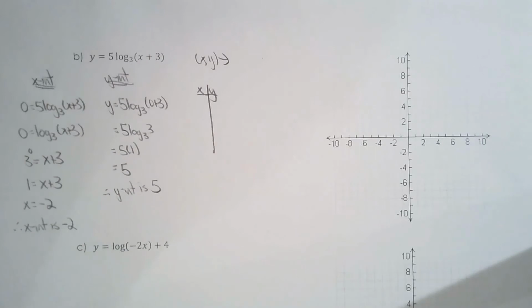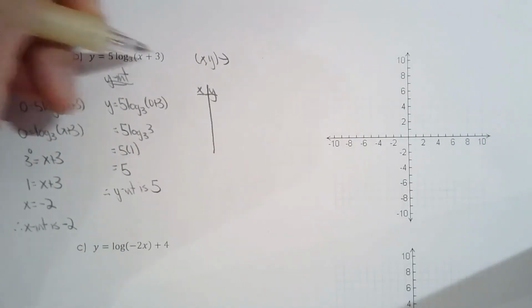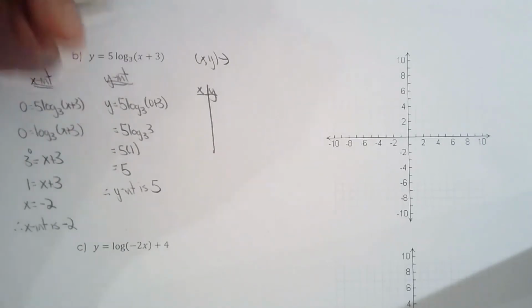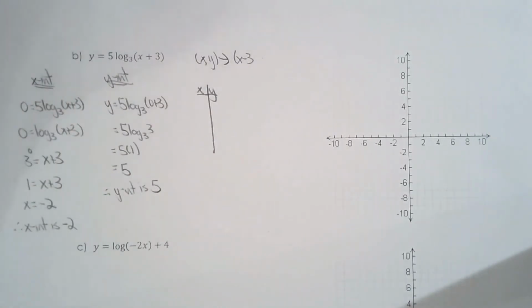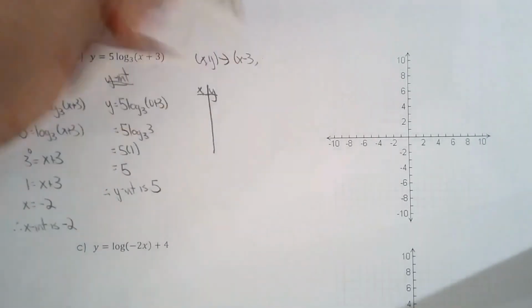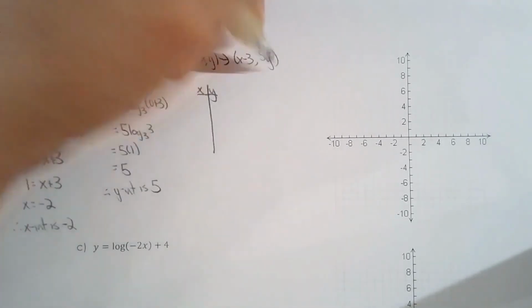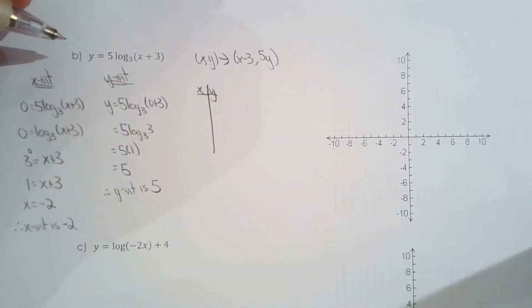Okay, so now I want to find the new points. Whoops, I forgot the mapping rule. So, what are the transformations here? Vertical stretch by a factor of 5, horizontal translation 3 to the left. So, I take my x value and subtract by 3 because I'm going 3 units to the left. And then I'm going to take my y values and multiply by 5 because I'm vertically stretching by a factor of 5.